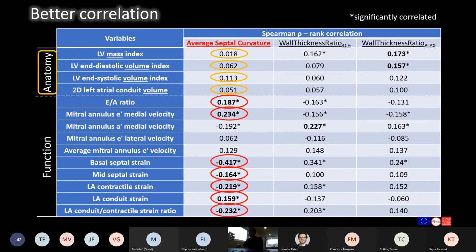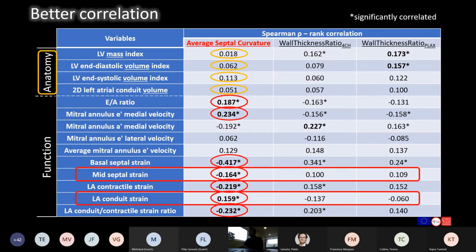However, it has the strongest correlation with almost all of the functional parameters that are related to the BSH. And in two cases, it was proven that it's the only significantly correlated parameter. And so, in a way, no matter which thickness ratio threshold we would choose for the diagnosis of the basal septal hypertrophy, the curvature should always be more accurate in describing the deterioration of the function.